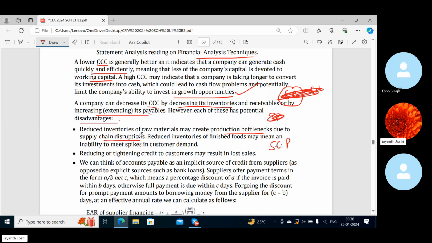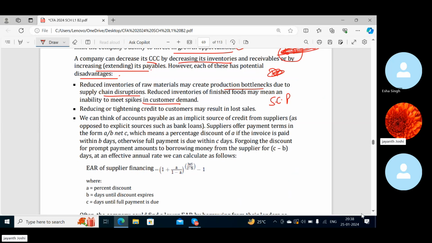Bottleneck is nothing but some kind of constraint, some kind of deficiency due to supply chain disruptions. Reduced inventories of finished goods may mean an inability to meet spikes in customer demand. Of course, you may have stockouts, and you are not able to meet your customers' demand. But second, if you tighten the credit to customers, you may lose sales. Why? Because your customers want more flexibility to make the payments to you. So you're trying your level best to reduce your stock conversion period by taking less inventories, but that may create hurdles, bottleneck resources or constraints, or inability to meet the customer's demand.